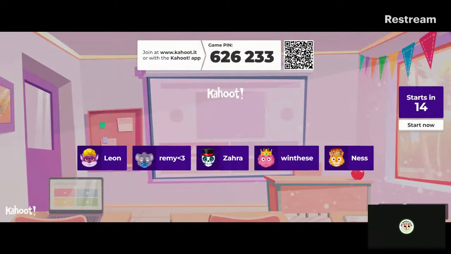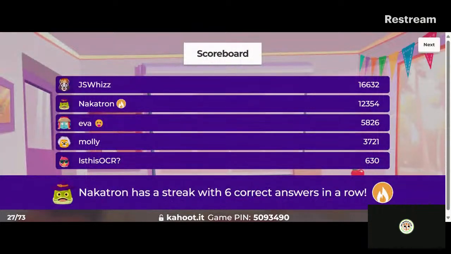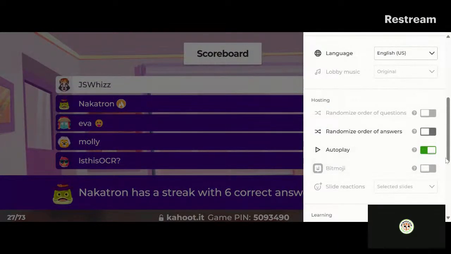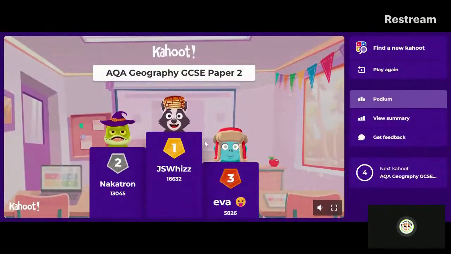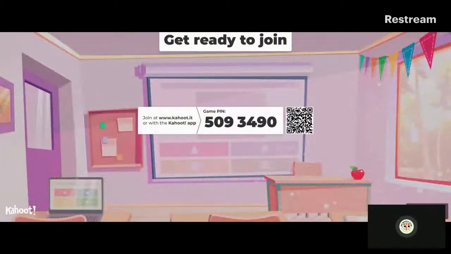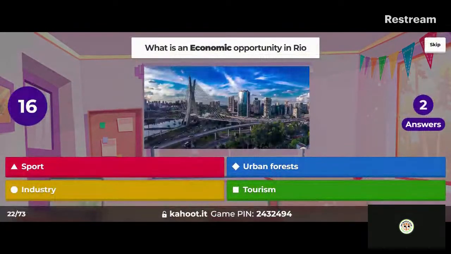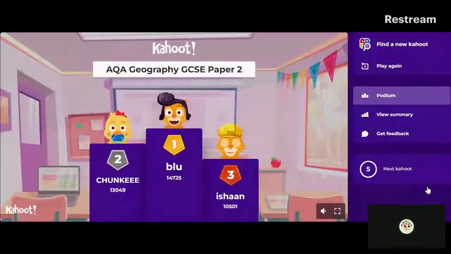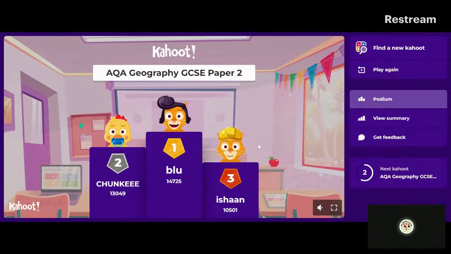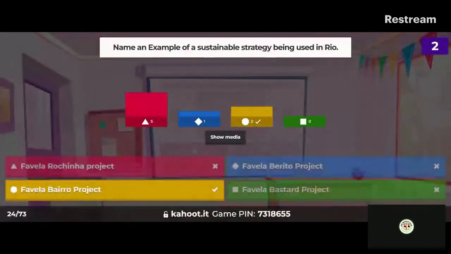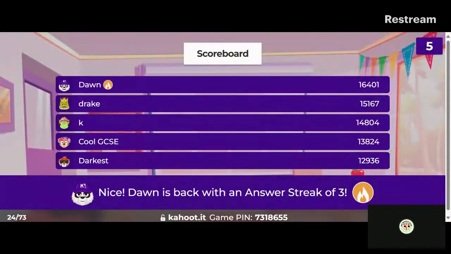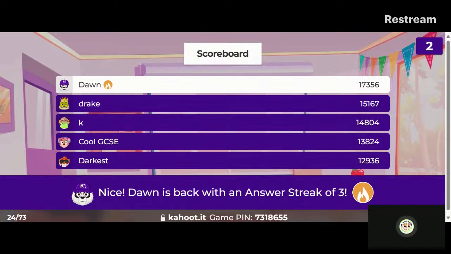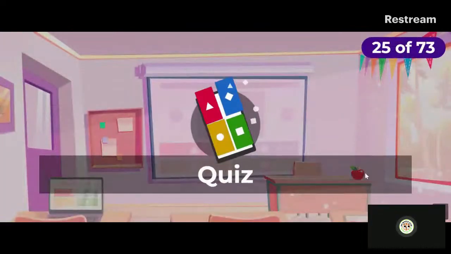Ness, I think. And the results here. First place JS Wiz, second place Nakatron, third place Eva. Well done to you guys. For this game, first place Blue, second place Chunky, third place Ishan. Well done, you guys. I want to appreciate everybody's hard work. That's why I'm going through these. So thank you for everybody who's being very patient.